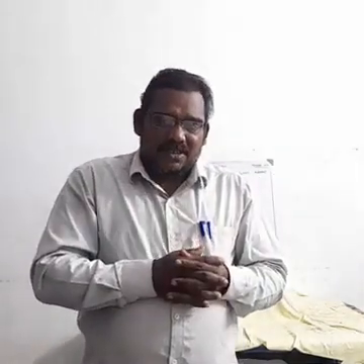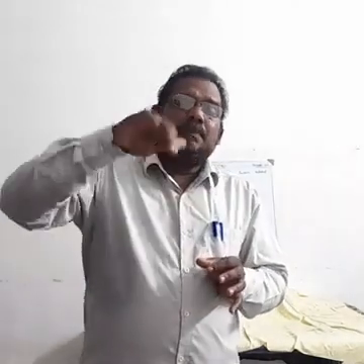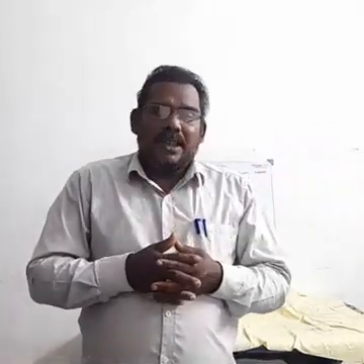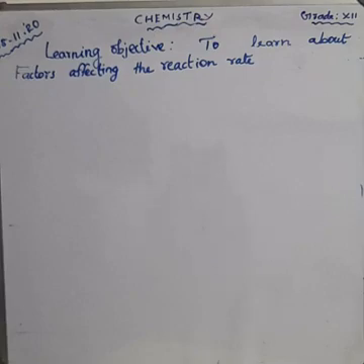And about the catalyst, what is a catalyst? A substance which alters the rate of the reaction. The substance may speed up or slow down the reaction. That is called a catalyst. Let us begin to discuss one by one. Okay, factors affecting the reaction rate. Anyhow, today our learning objective is to learn about the factors affecting the reaction rate.